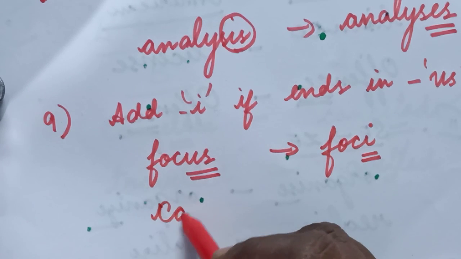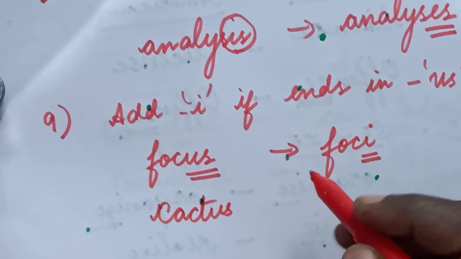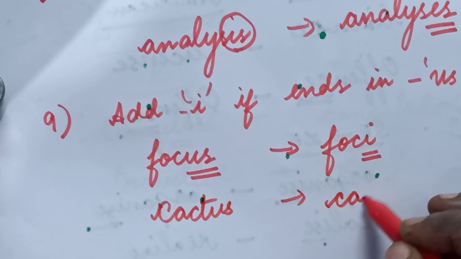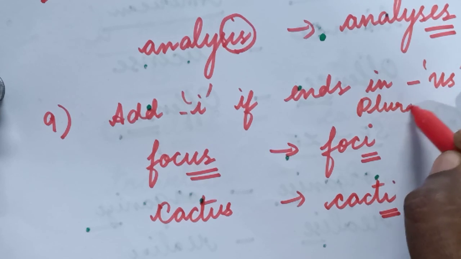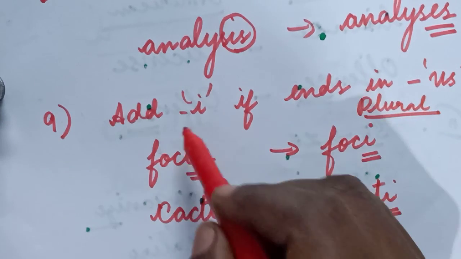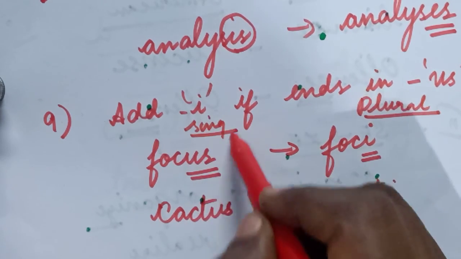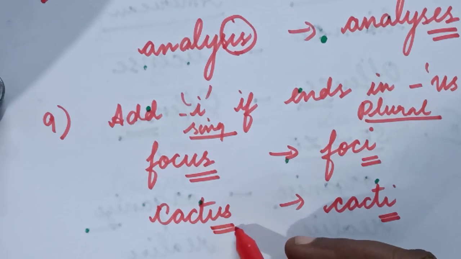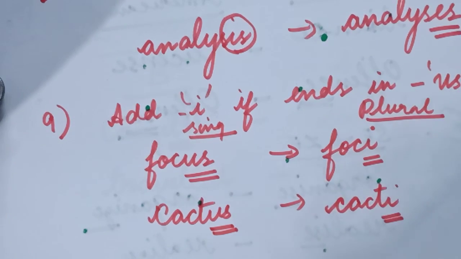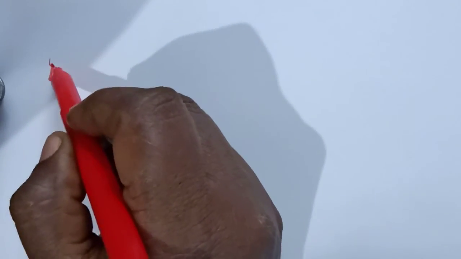Similarly, cactus. Cacti. So this is the plural form of the words. Focus is the singular form. Okay, so singular form is focus, plural form is foci. Singular form is cactus and the plural form is cacti. Understood? And similarly, we have some other rules also, which you can just see here.